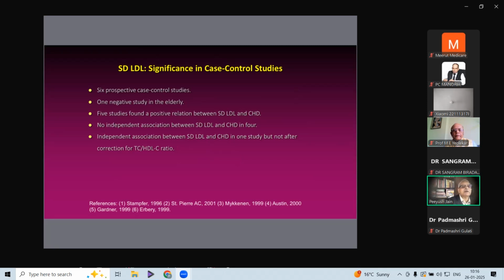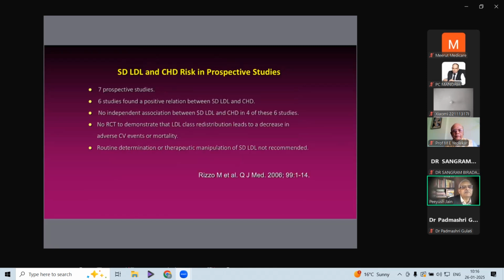What about prospective studies? Similar thing. Independent risk prediction by small dense LDL measurement, which is possible by ultracentrifugation, is not really going to add to our knowledge in routine determination. We also don't know whether therapeutic manipulation of small dense LDL is going to be beneficial or not, and it is not recommended at the moment in any of the guidelines.